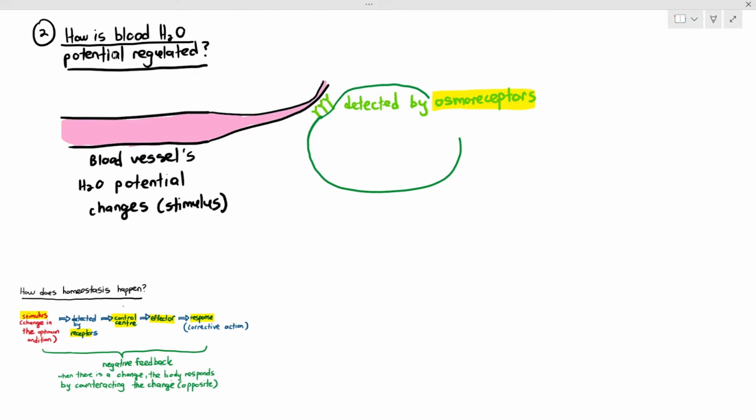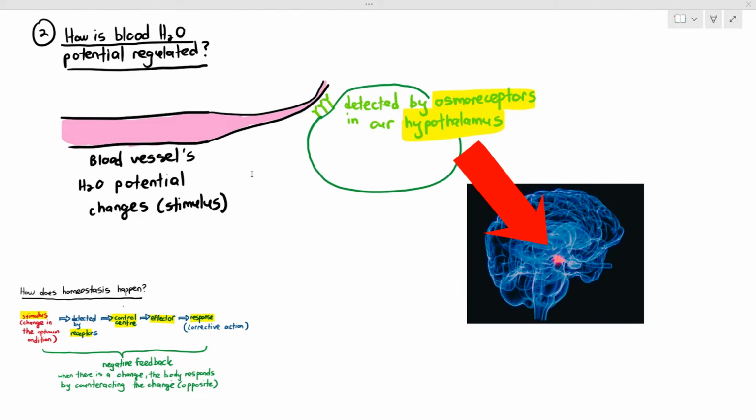Where are these osmoreceptors located? They are located in a very small organ in your brain called the hypothalamus. In my drawing here, it looks a little bit huge, but it's not. It's almost like a peanut-sized organ, by the way. But just because it is small doesn't mean it's not important.